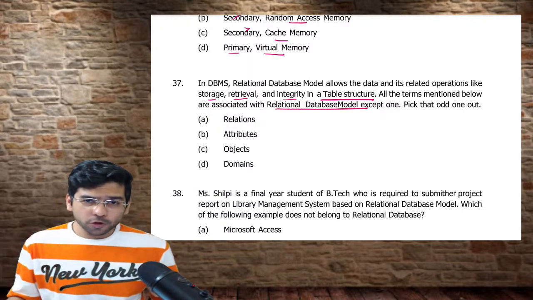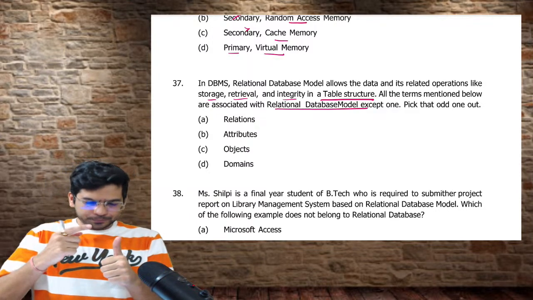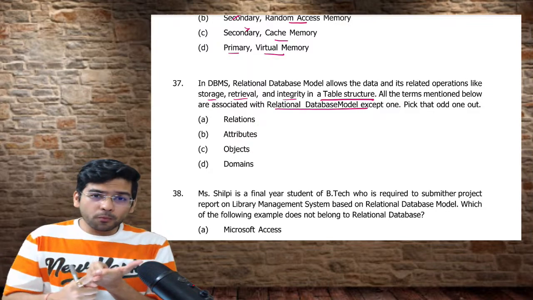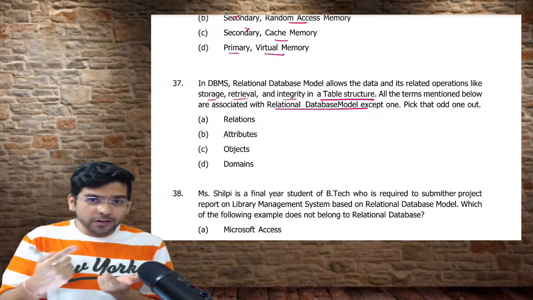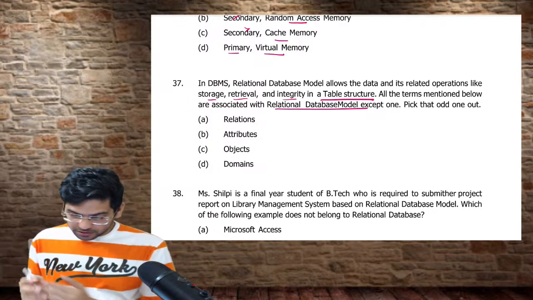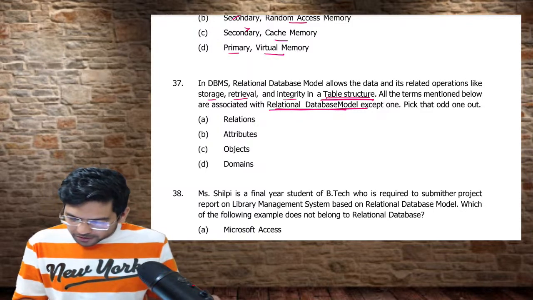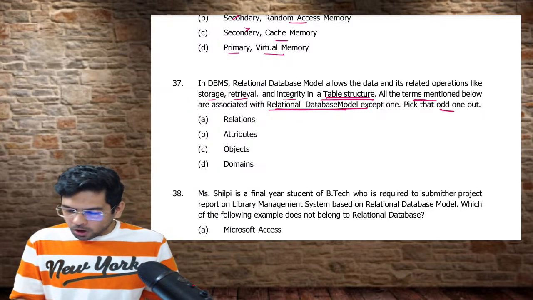All of you must be knowing that there are different database models. We have hierarchical model, we have network model, we have RDBMS, relational database management system, we have object oriented database management systems. So tabular structure is basically the relational database model. So we need to understand which term is the odd one out?